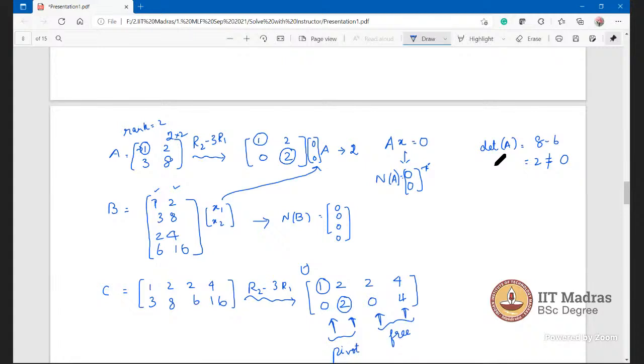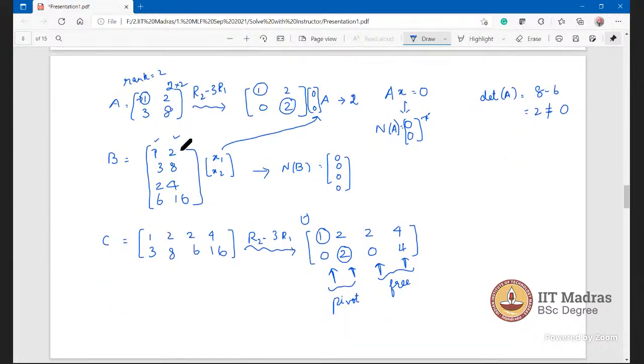Also, ma'am, in B, for the first two rows we got a null space of B, and whatever rows you add doesn't matter. But here we have a null space of 0, 0. Instead, there could be some other null space, right? Here, no, the null space is unique.